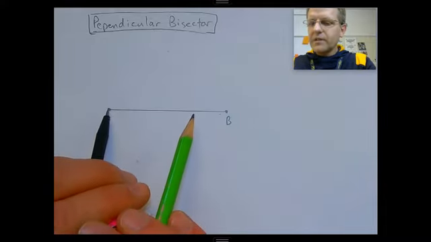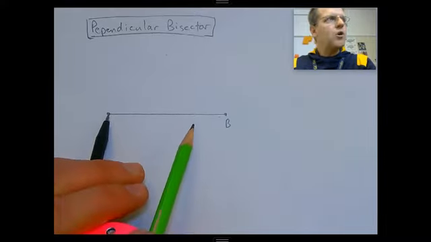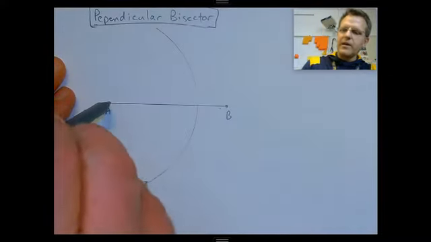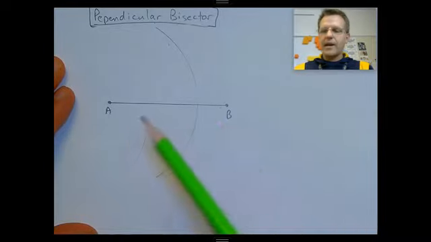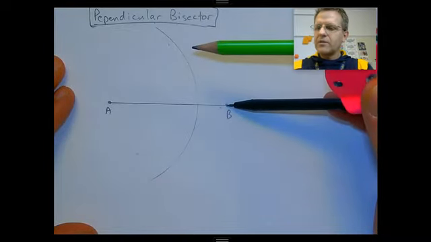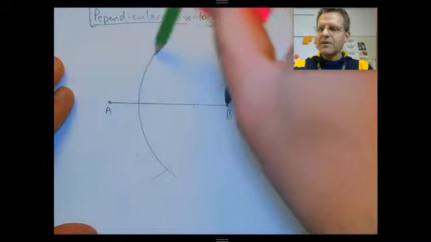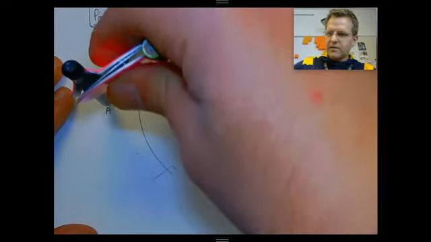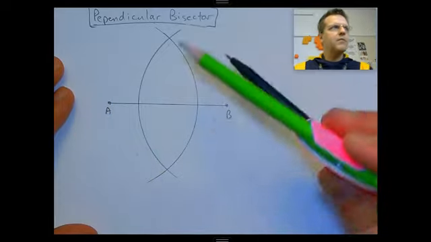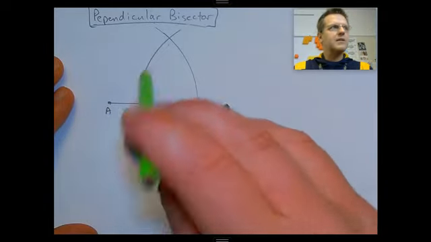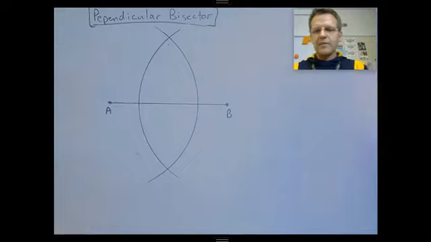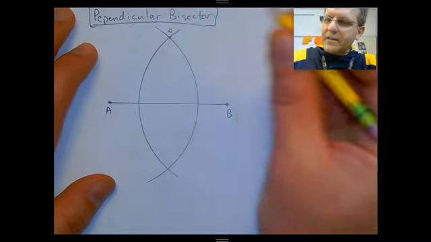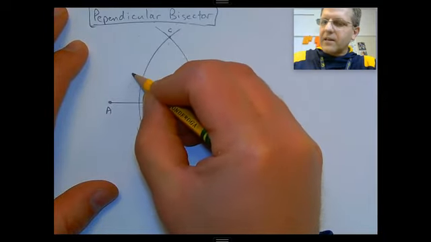Let's take our compass and let's start at A and let's open it up to more than halfway, something that you know is more than halfway. Make a nice big arc around A and then come from B and do the exact same arc. So you're coming from A, you're doing this arc here, and then you're coming from B and you do the exact same arc.